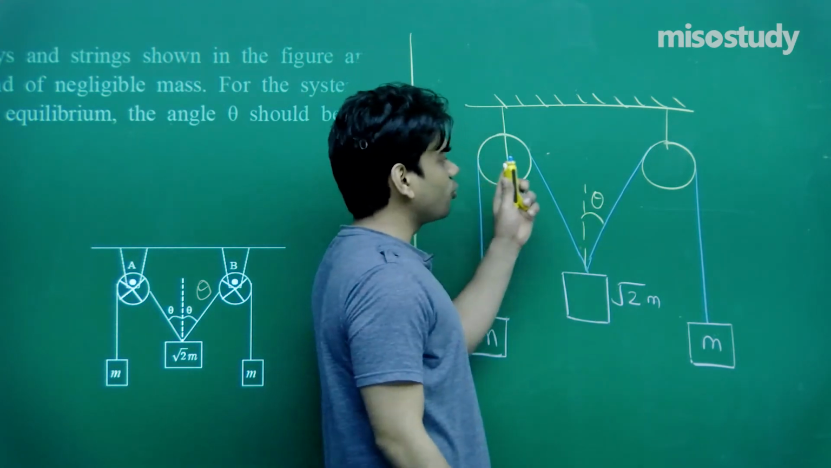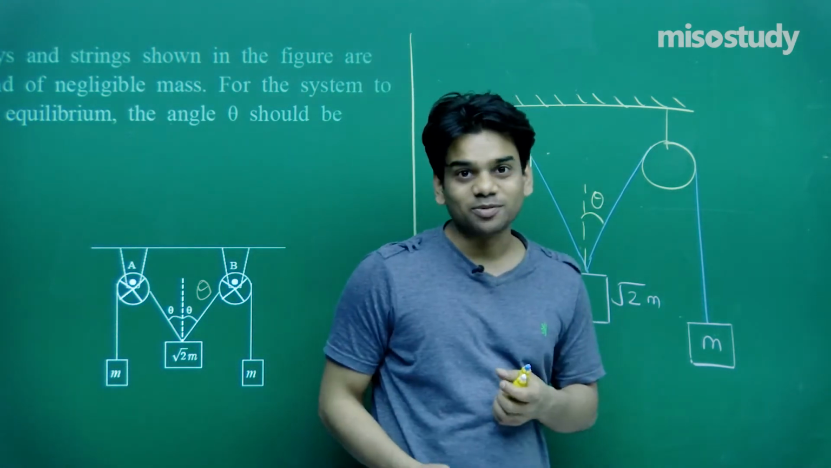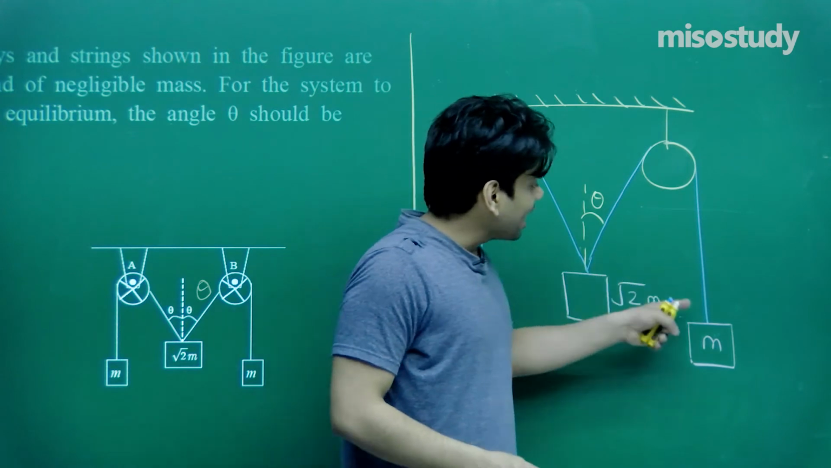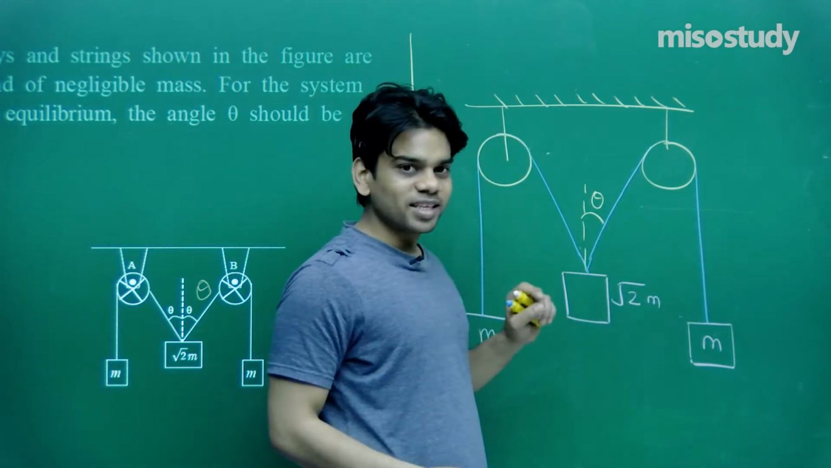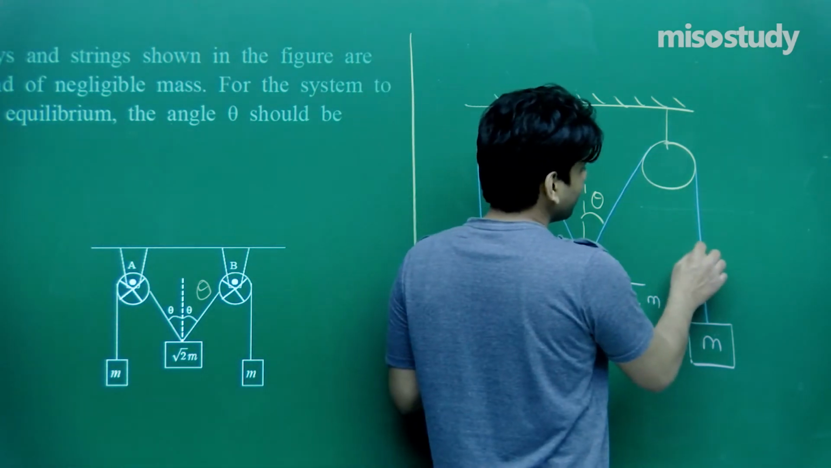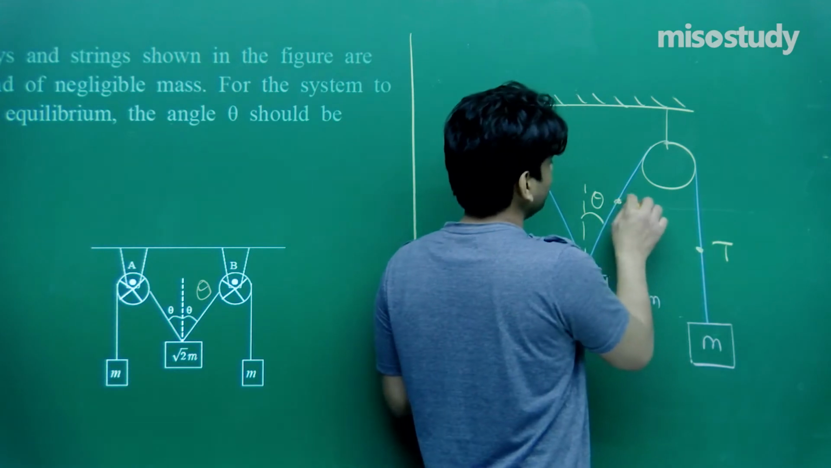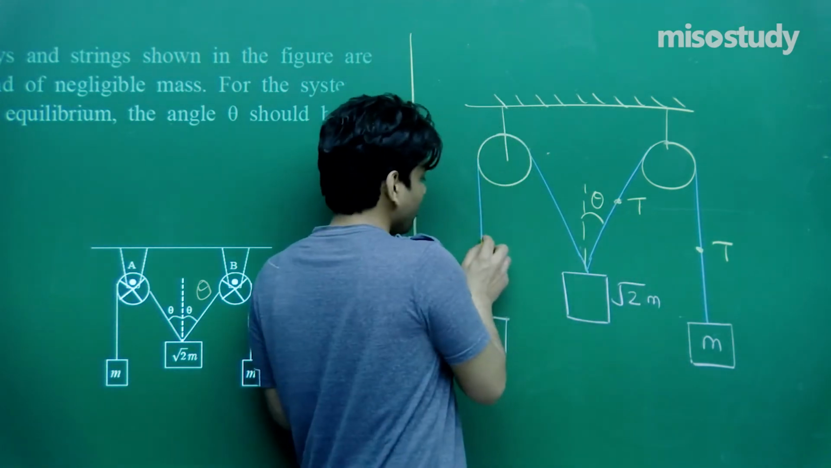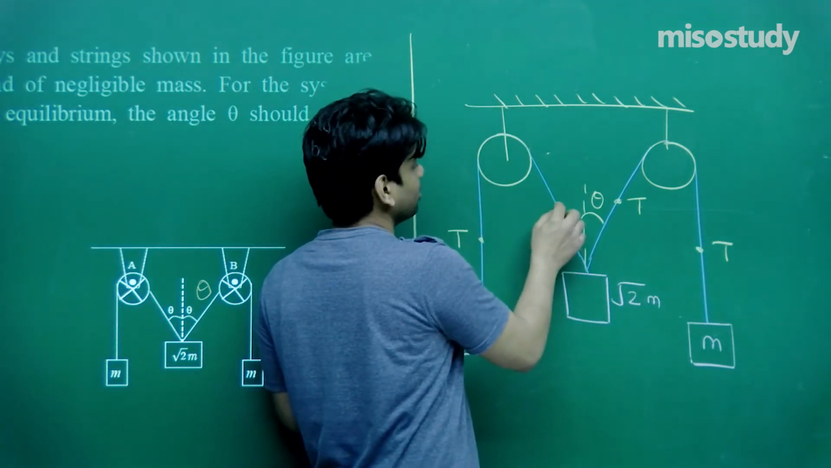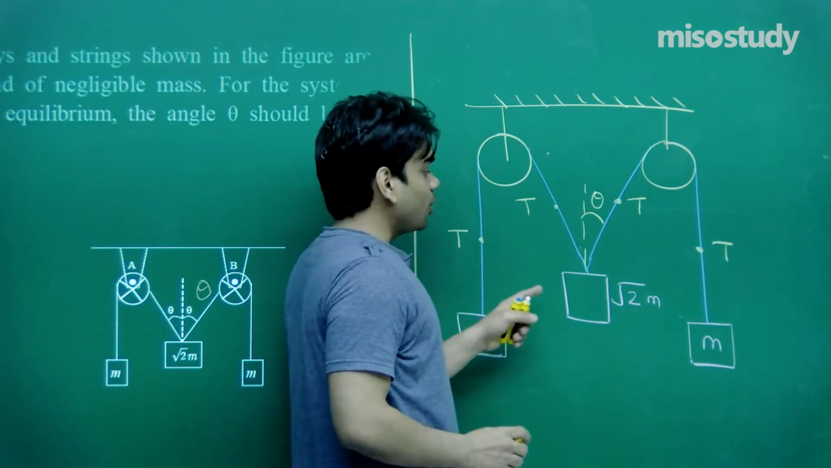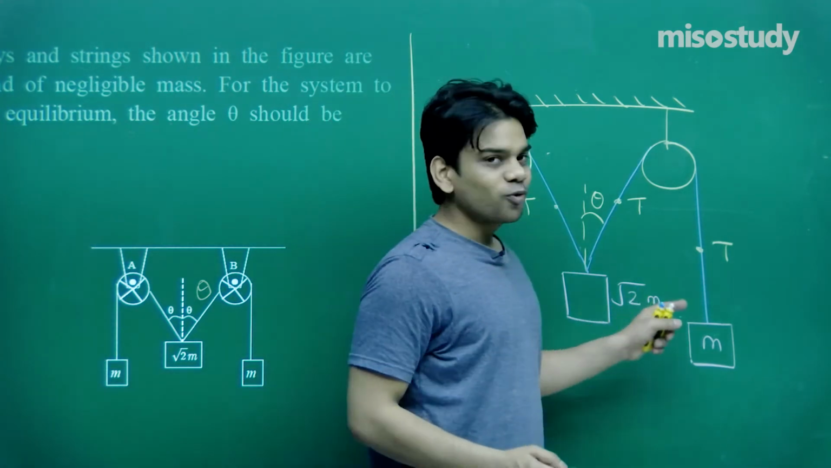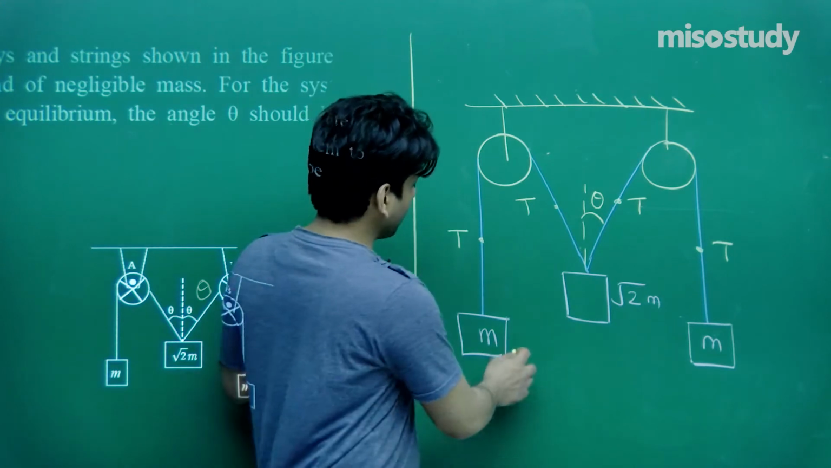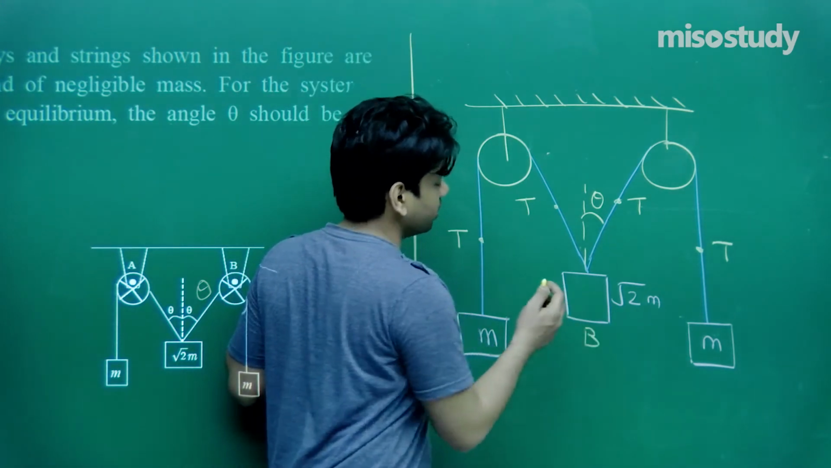Now see, the string is uniform, light, inextensible, that is what has been given. The tension developed in the string will be the same. So if the tension is T here, it will be T here, and due to symmetry, everywhere the tension will be the same as T and T. Now try to visualize. First of all, let's make a free body diagram of this block. I am marking this block as A and this block as B.